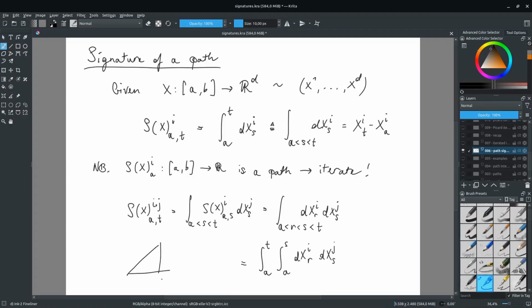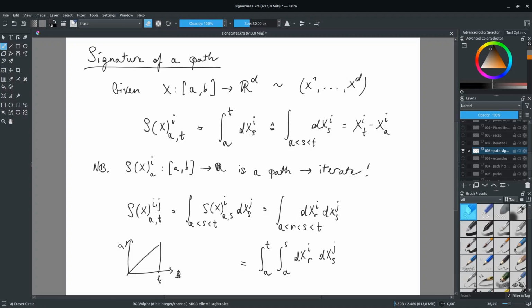Let's say this would be t, this would be s, and this would be r. So I'm not exactly integrating over all values of combinations of r and s. One thing that means is that the integral here is not commutative. That's an important distinction. But doing that means that you get more information about your actual path. So let me finish with this.